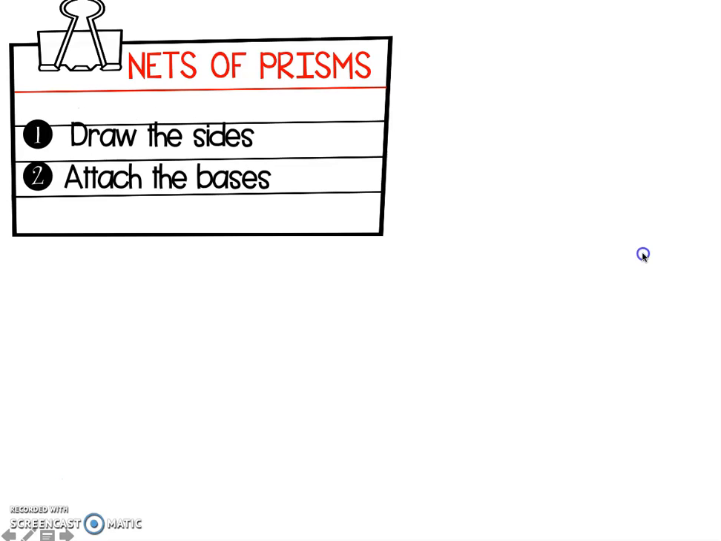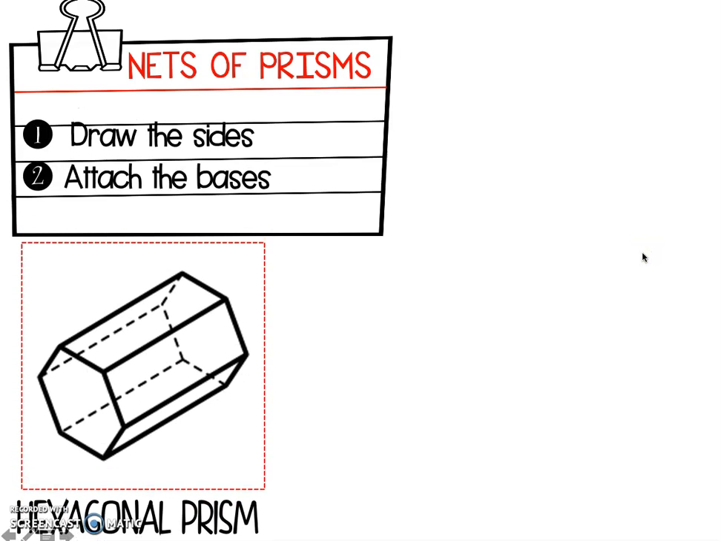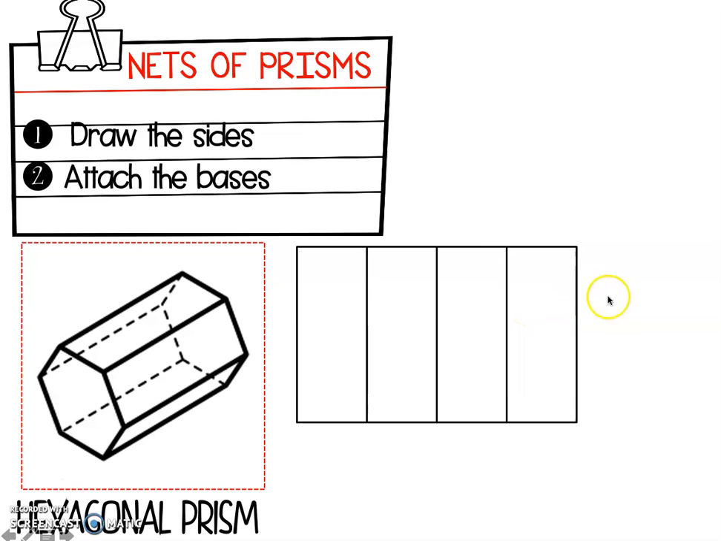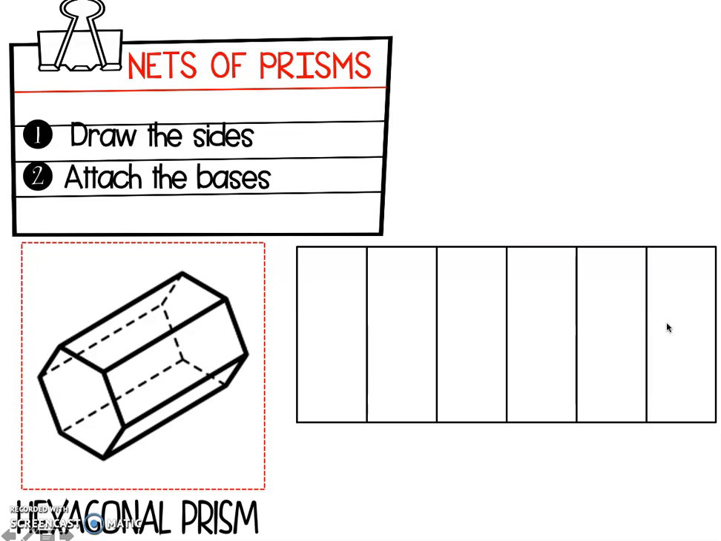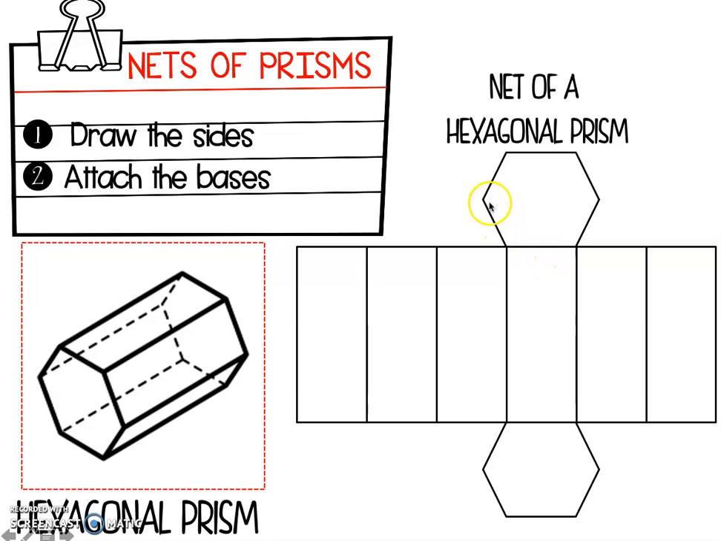Let's take a look at our hexagonal prism. Our hexagonal prism has rectangular sides. So here's 1, 2, 3, 4, 5, 6. Oh, sorry, hexagonal has 6. That's my bad. 6 rectangular sides. And then I need to attach my hexagonal ends. So here's a hexagonal end, and here is the other one. Now, those hexagonal ends could be attached to any of the sides. It doesn't matter where you put them. Could be right here, could be right here, could be all the way down here on the end. As long as we have 2 hexagonal ends, your net is complete.